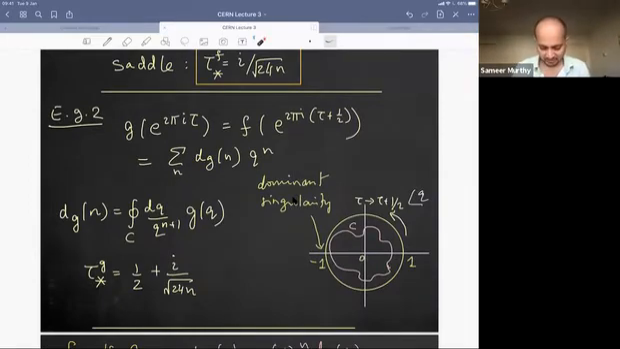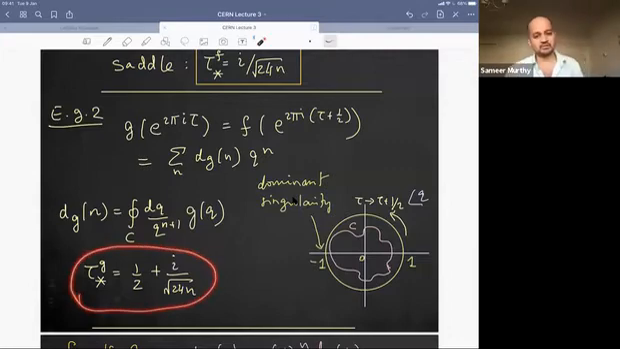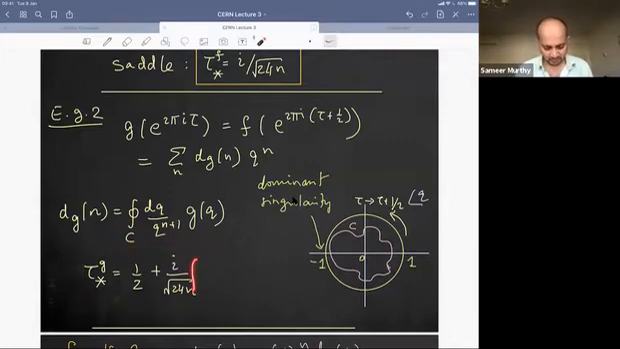And therefore, it's obvious that the dominant singularity now is at -1. Okay. And so there might be a singularity here, but it's subdominant. And indeed, if you do the saddle point analysis, it's this saddle point which dominates the integral. Okay. It's not I over square root of n, but half plus I over square root of n. So instead of going here, now you have to go here.